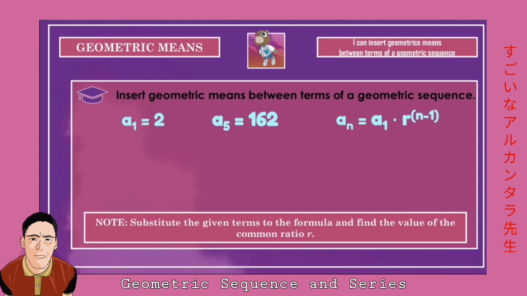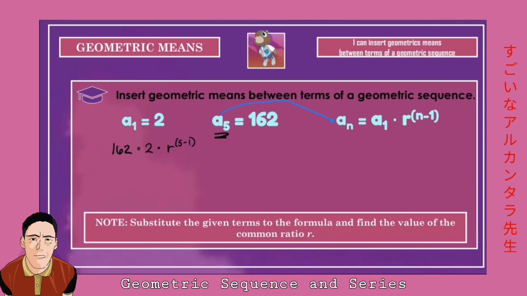So, for example, you have a sub 1 is equal to 2, a sub 5 is equal to 162, and you have the formula, right? So all you have to do is to substitute. Your a sub n is a sub 5. So in this case, you're going to have 162. Again, that's your a sub n. Now, 162 is going to be equal to a sub 1, which is 2, times r raised to n minus 1. We don't have a ratio given, so it's r raised to n minus 1. That's going to be 5 minus 1.